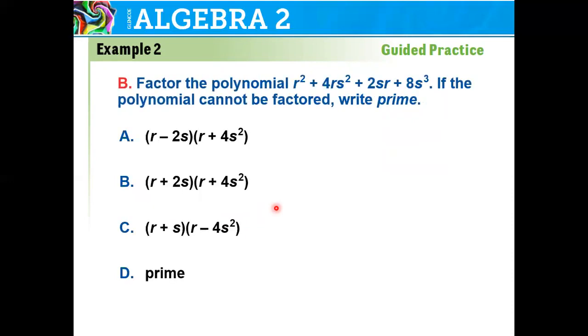Let's factor this one. It's r plus 2s times r plus 4s squared.